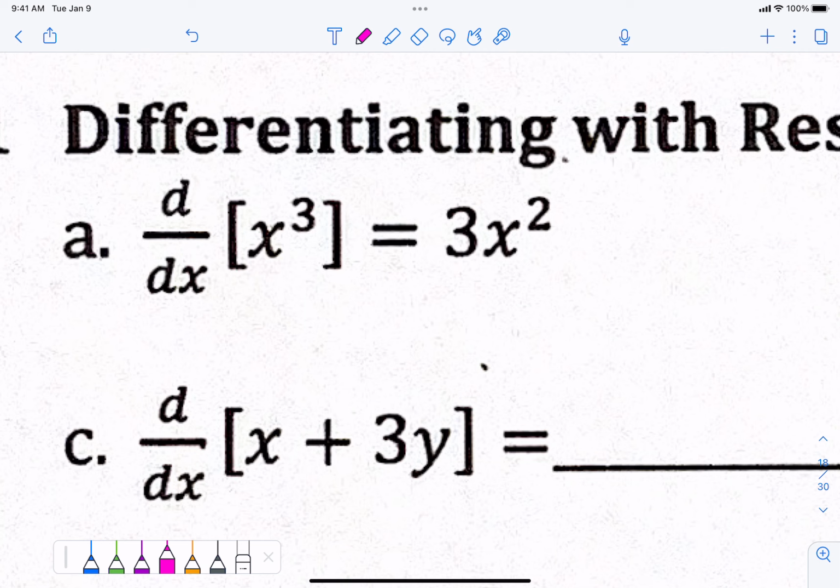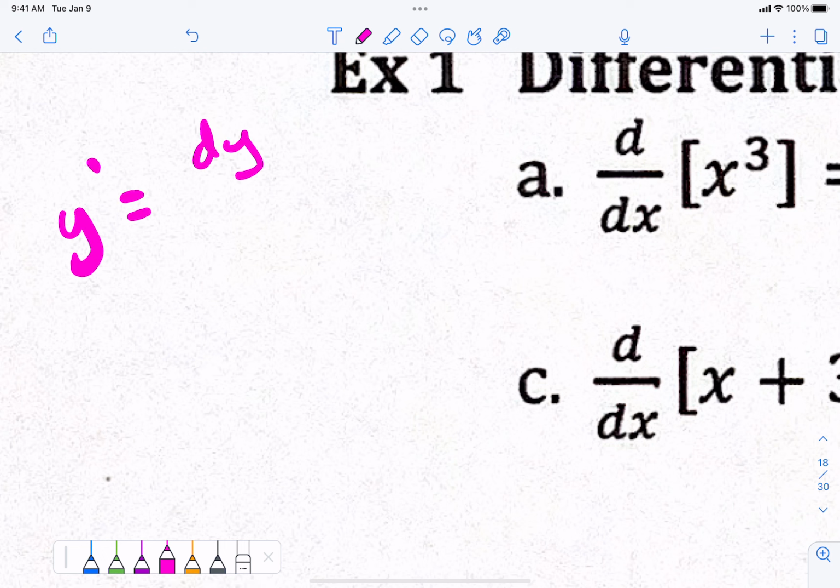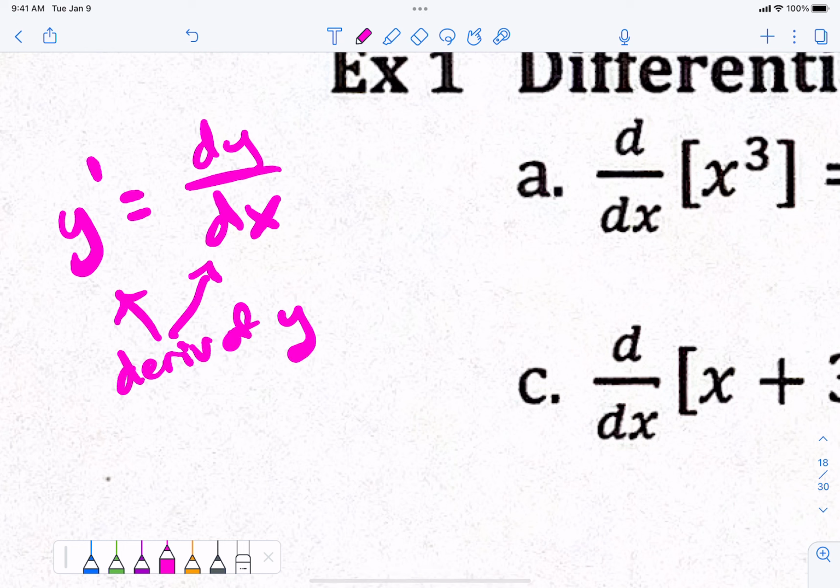Is yx the same thing as dy over dx? No. Y prime is the same thing as dy dx. This means the derivative of y. These two both mean the derivative of y. Those two things are the same thing, okay?